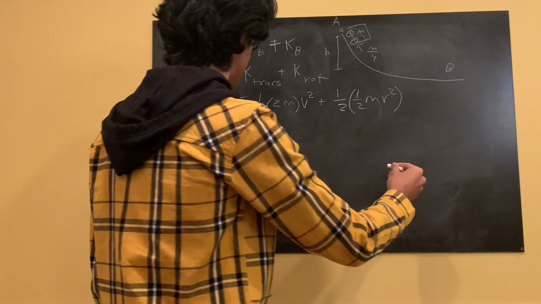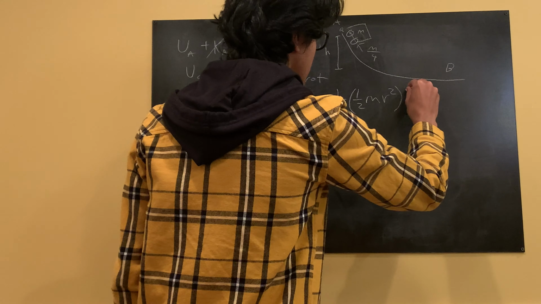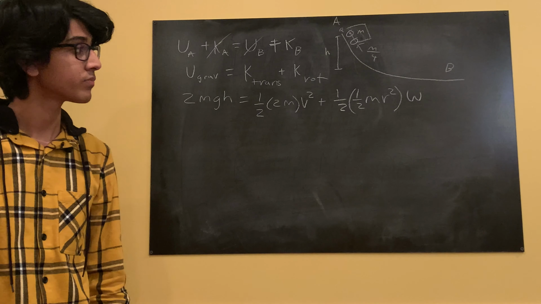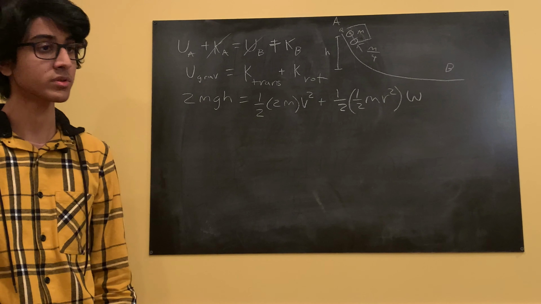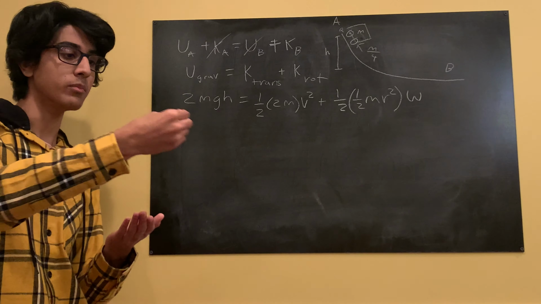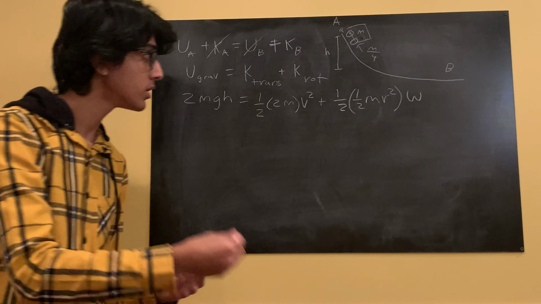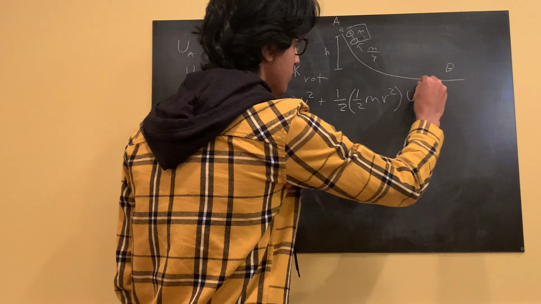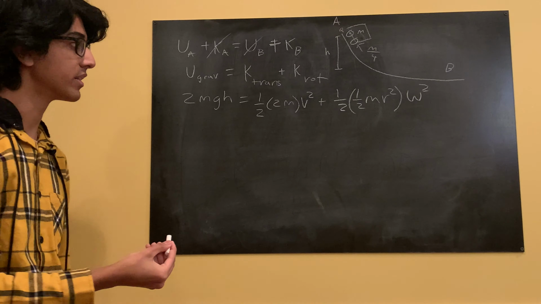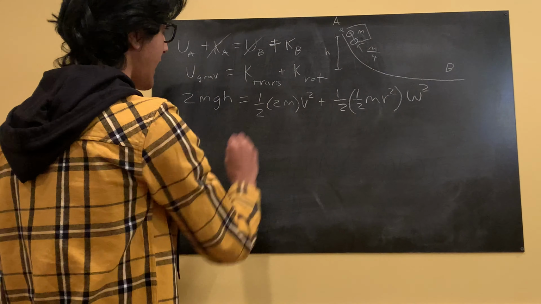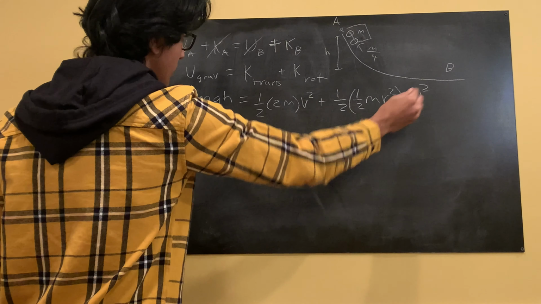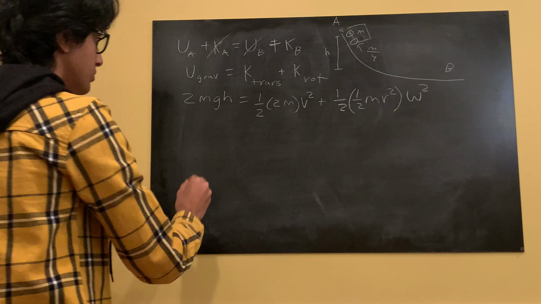Omega is rotational velocity, so velocity in the rotational world, kind of the speed at which it's moving with respect to the radius. And then this is squared. As you can see, this mimics our 1/2 mv squared in the translational world. So 1/2 and then mass, but this time inertia, and then v squared, but this time omega squared. Okay, so we have 2mgh. We'll just write that down again.